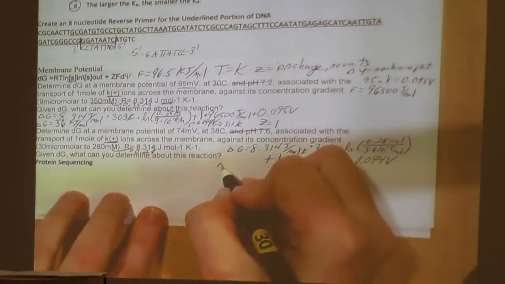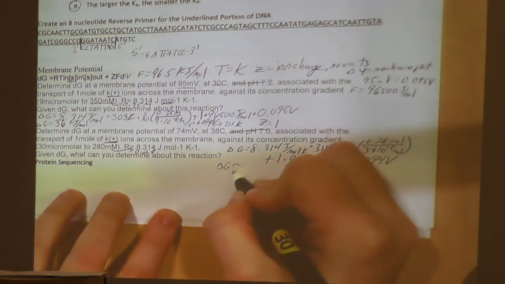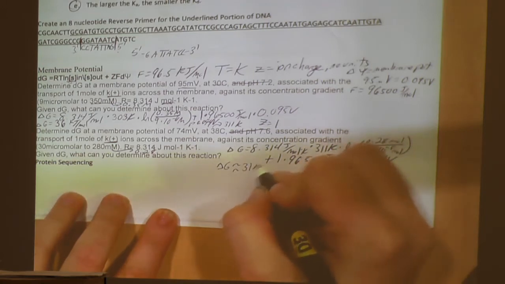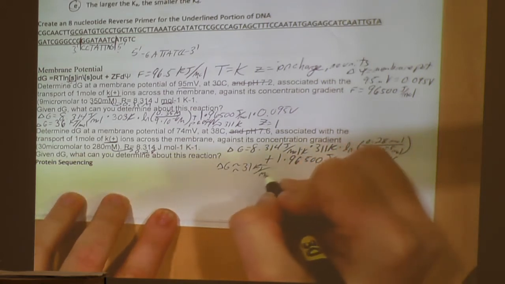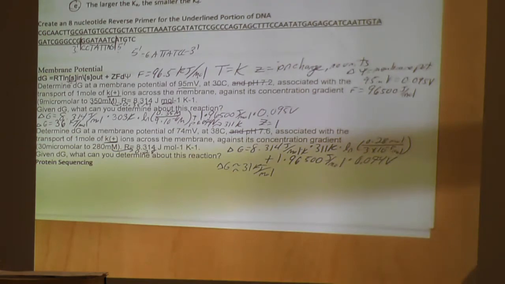So for this one, I found that delta G equaled about 31 kilojoules per mole. Again, do it yourself, figure it out. I'm not saying I know everything about this.